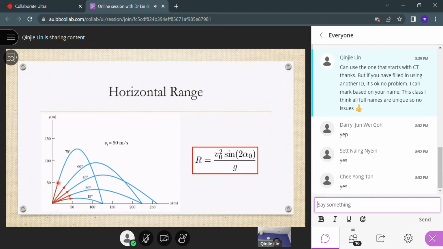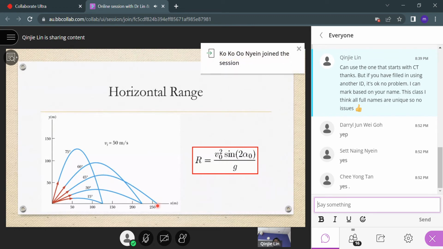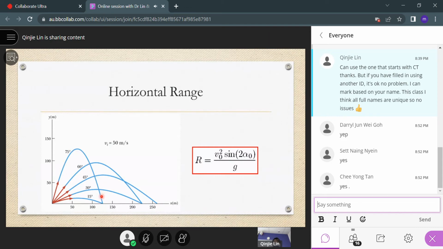If you throw it without air resistance, at 45 degrees, you are going to get the furthest range. If you throw it too high at a very large angle, you're going to end up closer. Same thing for a very small angle. Okay, any questions so far? You don't have, good.